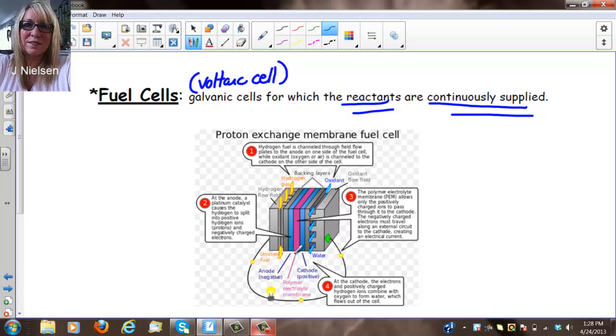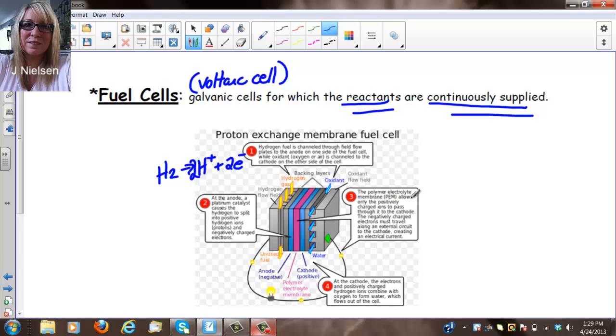So you've got the hydrogen gas being funneled through on this side, and you've got the oxygen being funneled through on this side. So at the anode, a platinum catalyst, remember I told you they're not reactive, causes the hydrogen to split into positive hydrogen ions. So you basically have H2 splitting into 2H+ and negatively charged electrons, so plus 2 electrons. So this is what's happening over here.